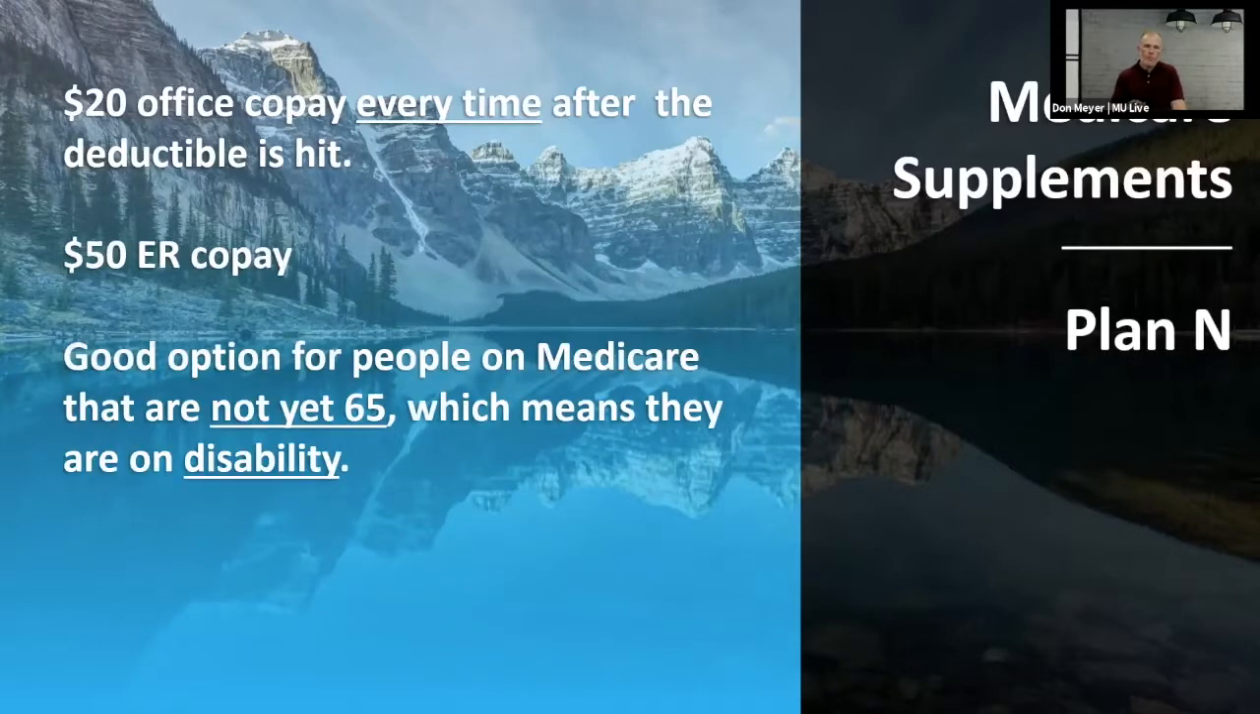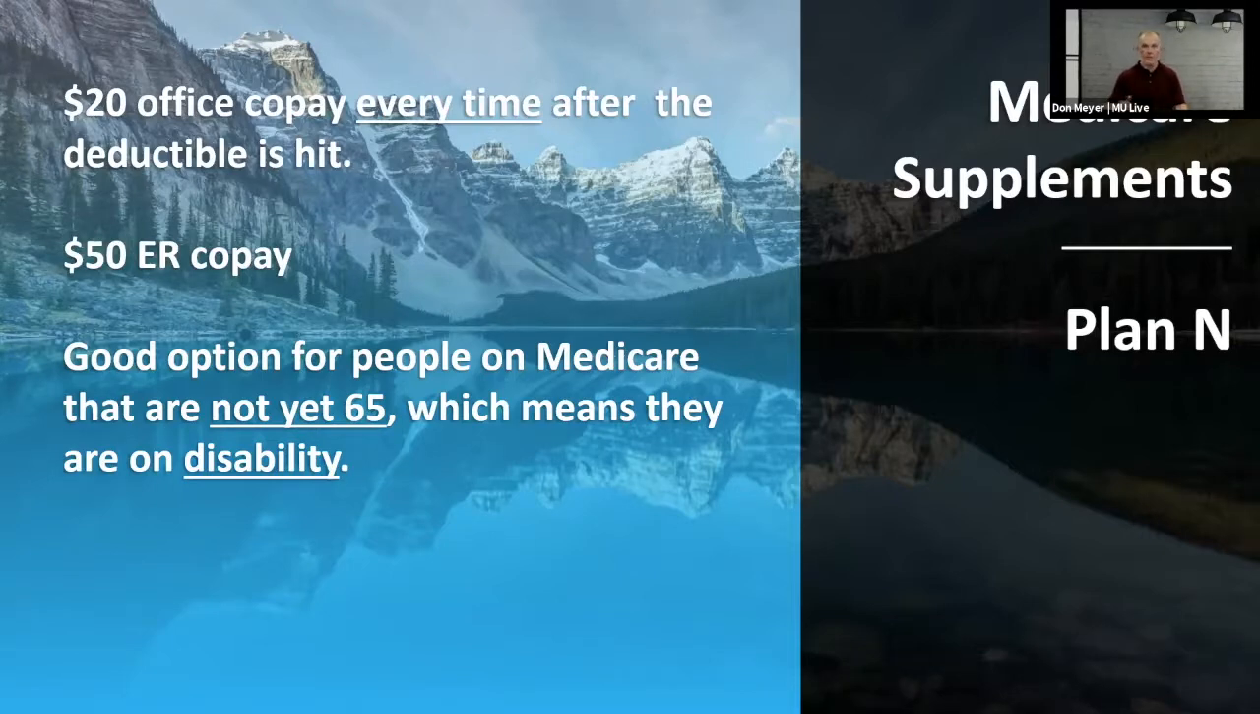So Plan N is a really good option for people on Medicare that are not yet 65, which means they're on disability. Most of my Medicare clients who are not yet 65, where a Medicare supplement is the right plan for them based on their health conditions, almost always get Plan N.